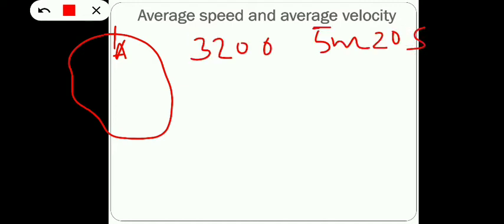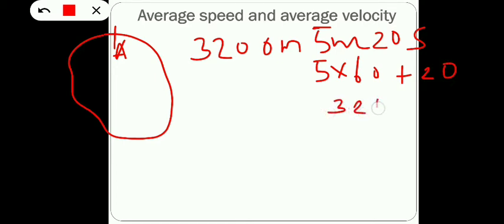Suppose you are a car racer and you have won the race by covering a distance of 3200 meter in 5 minutes 20 seconds. So the total distance is 3200 meter, and what is the total time taken? You have to find the total time in seconds. 5 minutes will be 5 into 60 seconds plus 20 seconds. 5 into 60 is 300. 300 plus 20 will become 320 seconds.